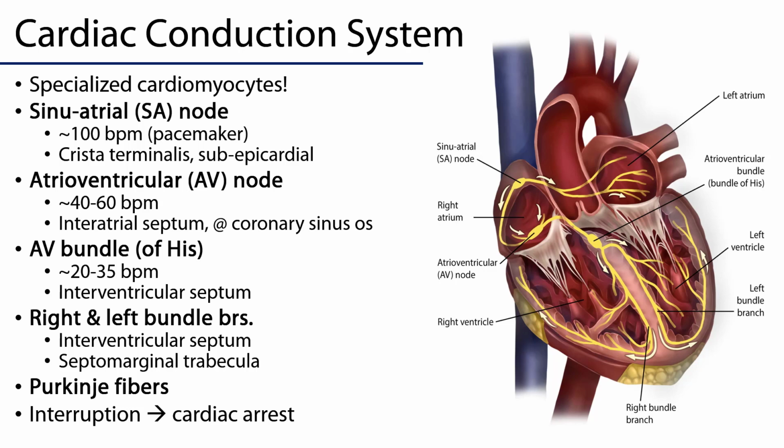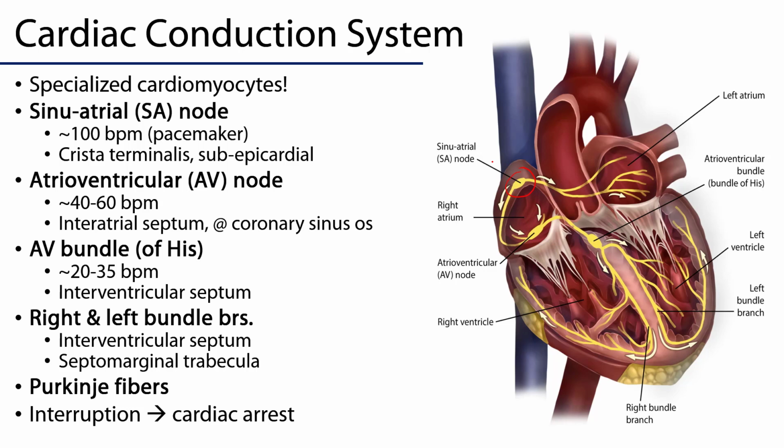Now, there are distinct collections of cardiac myocytes that have various intrinsic rates of depolarization, typically expressed as beats per minute. So for instance, if we were to start here at the subserosal portion of the crista terminalis, we would be in a location known as the sinoatrial or SA node. The SA node is known as the pacemaker region of the heart. It actually has one of the highest rates of intrinsic depolarization at about 100 beats per minute.